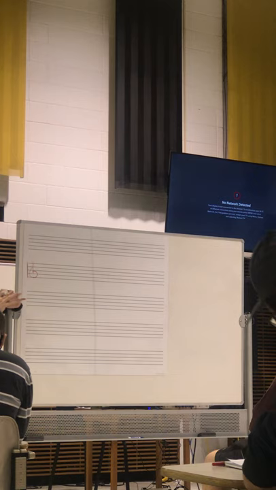Now, triads, and this is very important. There are two systems, okay? There's the figure-based system, and that's the one that we were talking about last class, where I was saying, okay, first inversion means a 6, second inversion means a 6-4. We talked a little bit about that, all right?